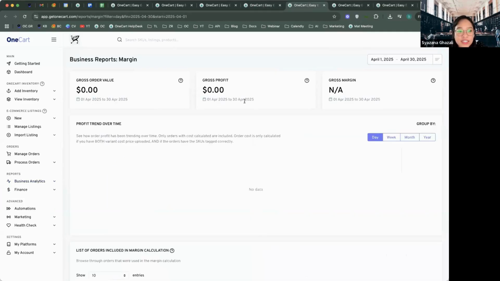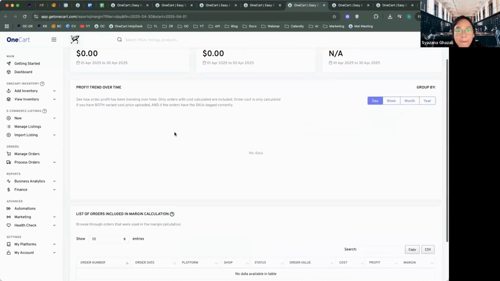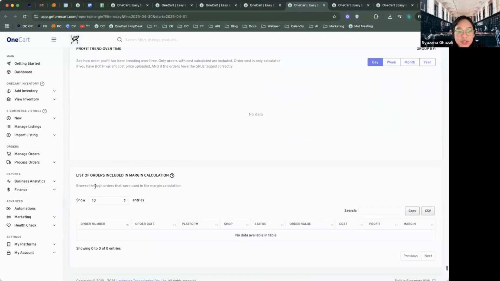Over here, you are able to see the profit trend over time. And then you are able to see the list of orders included in the margin calculation, because again, like I said, everything is calculated, right?